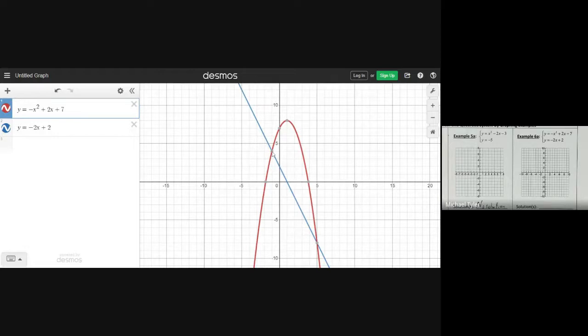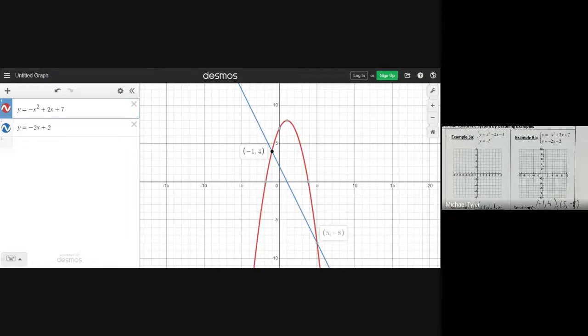So our first answer is going to be (-1, 4). Our second answer, see it has a point down there already. So the second one is going to be (5, -8). So that's going to be our answer. Once we do that, we come up with the two answers where they cross each other: (-1, 4) and (5, -8).